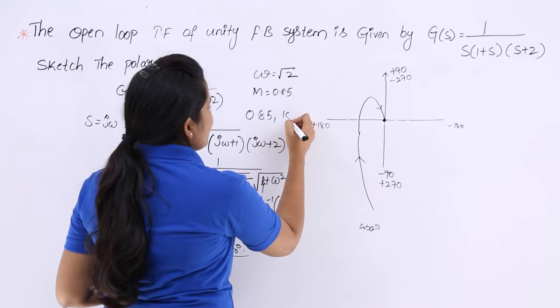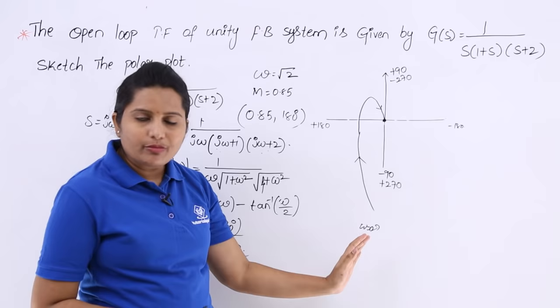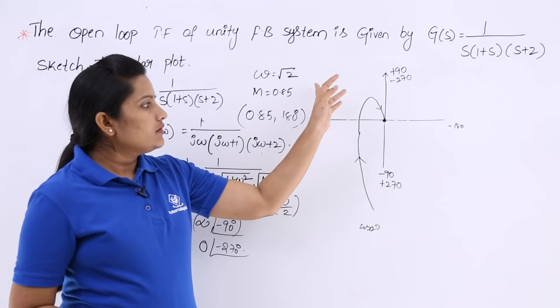If that is minus 180, you can consider minus 180. If that is plus 180, you can consider plus 180. So, whatever the angle your plot is touching, that angle you need to consider. So, this is the meaning.